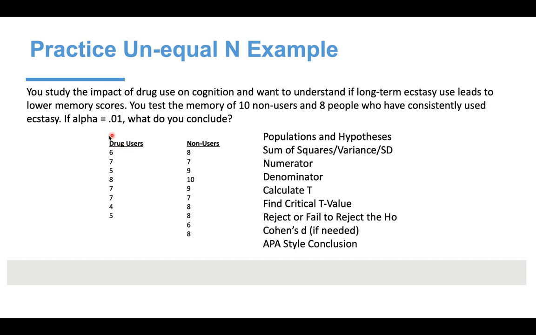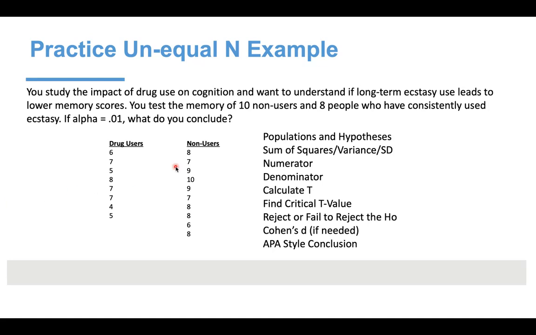Now, it's possible that, because they are ecstasy users, that's maybe a rare population. It's a small population. Maybe they're difficult to find. It's difficult to get them to admit that they use ecstasy and then come in for testing. Lots of, maybe we could call it, research on sensitive issues has this problem. And so because of that, we couldn't get to 10 drug users. We were only able to sample 8 of them versus sampling 10 non-users. If alpha is 0.01, what should we conclude? You can see the data below.